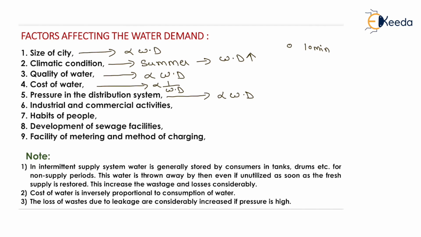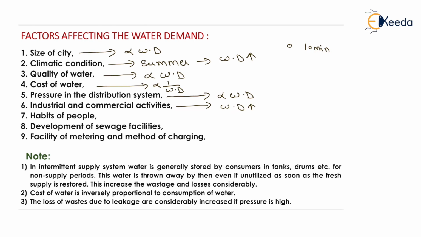We take another case. Suppose that if you open the tap of your washroom and the complete bucket is filled within 5 to 6 seconds, you will use more water for bathing. So pressure is directly proportional to the water demand. Now we have discussed the industrial and commercial activity. The more industries that require more water there are in the city, the higher the water demand will be.